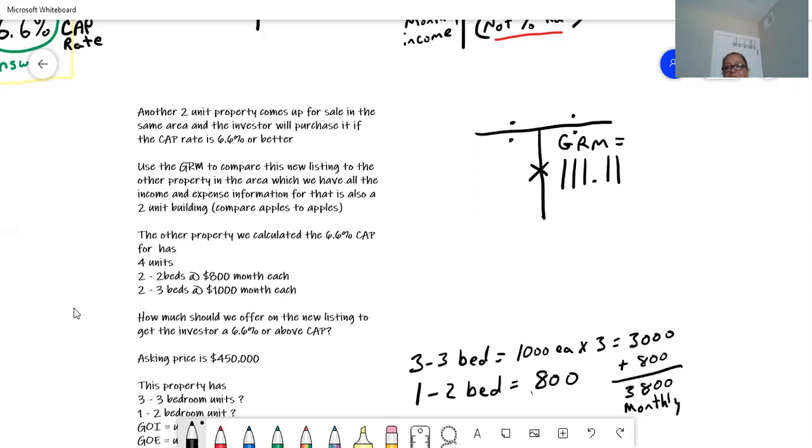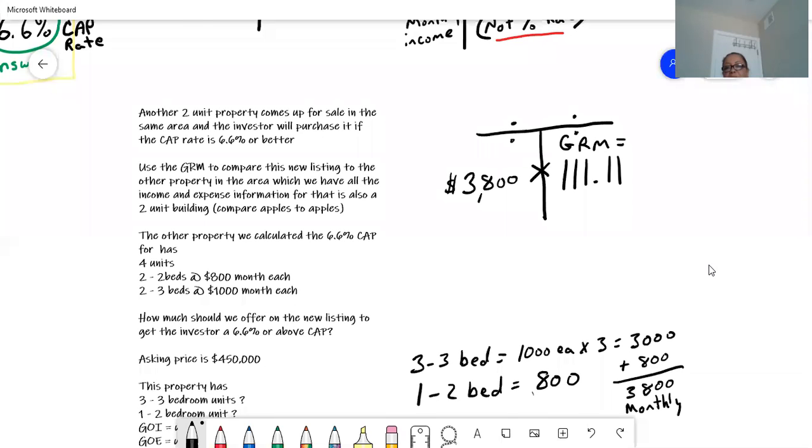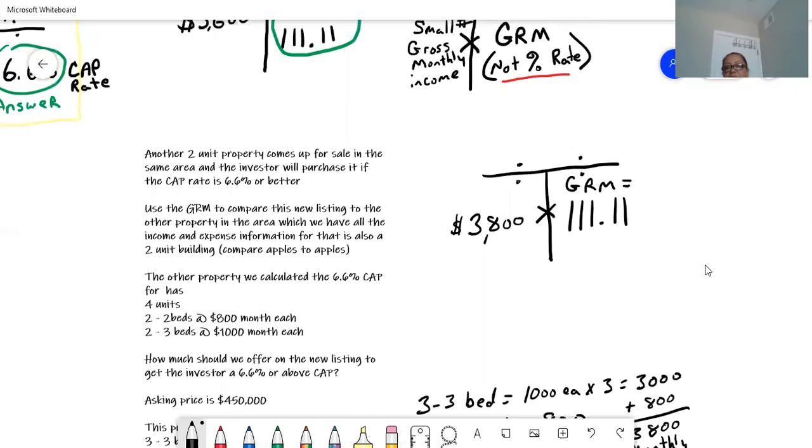Right here. On the left-hand side. The 3,800, right? So all we do is, how much should we offer on this property now in order to get us in that 6.6% cap rate range? You take the 3,800 and you multiply that into the GRM, and that should give us the top. Yep. So we take 3,800 times 111.11, and that tells us we should not offer more than 422,000. 422,218.